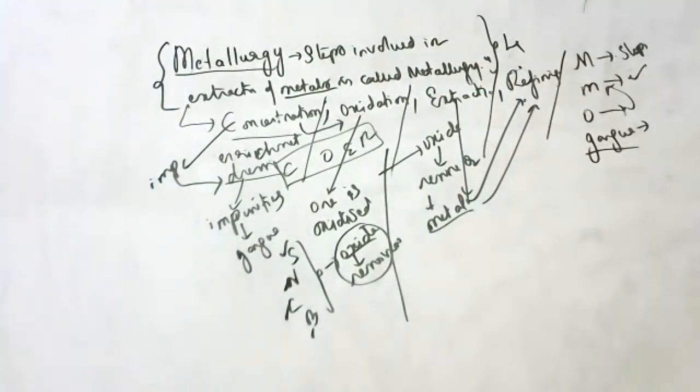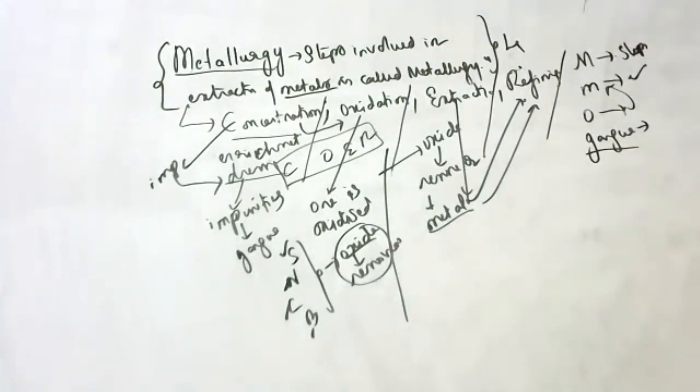Okay. Harika, what are the four steps of metallurgy? Concentration, oxidation, extraction, and refining. What is concentration? The impurities present in the ore are removed. Just say impurity. What are the impurities present in the ore called? Gangue.